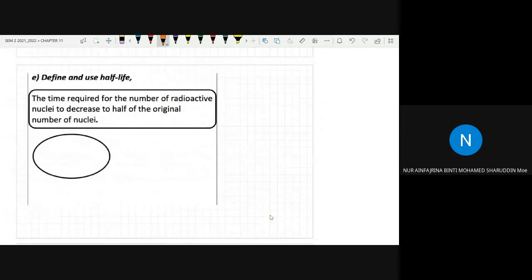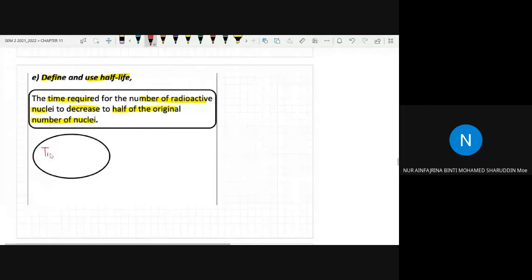Okay, so the next one adalah define and use half-life. Okay, this is the last part korang nak tulis. Lepas tu tak ada apa dah nak tulis. So, what is half-life? Have you guys heard about it before? So, dia adalah time required for the number of radioactive nuclei to decrease to half of its original number of nuclei. For example, you ada 100 and then you nak decrease dia kan kepada 50, betul tak? So what is the time taken? That is half life.